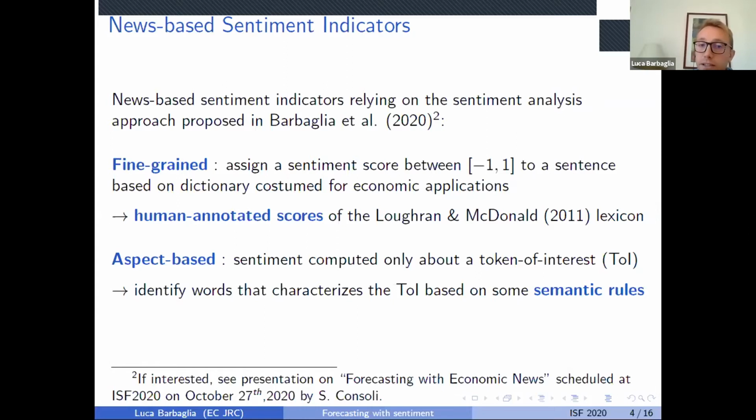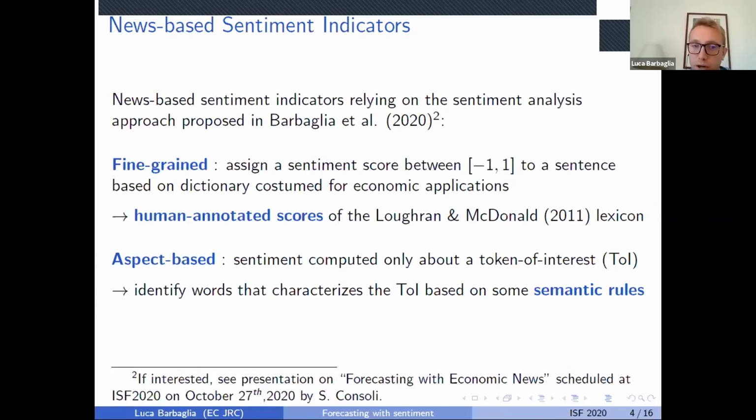First of all, our algorithm for sentiment analysis is fine-grained, meaning that given a certain text, we are able to assign a score to this text that is between -1 and 1. And we do that using a dictionary that we built and customized for economic applications. This dictionary is essentially a human annotated version of the Loughran and McDonald lexicon, where they were categorizing words in different bins, like litigious words, positive, negative words, and so on. We take that dictionary and we associate a score to it with the human annotation.